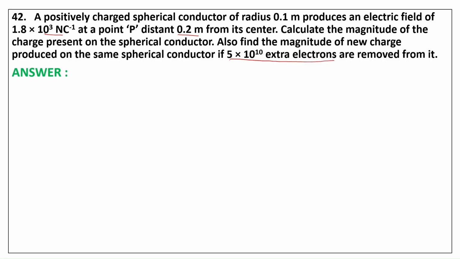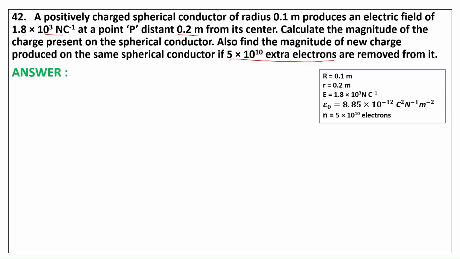Answer. Here, given is radius of spherical conductor, r is equal to 0.1 meter. Distance of point P from center, small r is equal to 0.2 meter. Electric field at P, E is equal to 1.8 × 10^3 Newton per coulomb. Permittivity of free space, epsilon naught is equal to 8.85 × 10^-12 coulomb square per Newton per square meter. N is equal to 5 × 10^10 electrons.